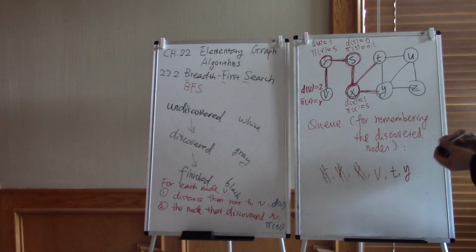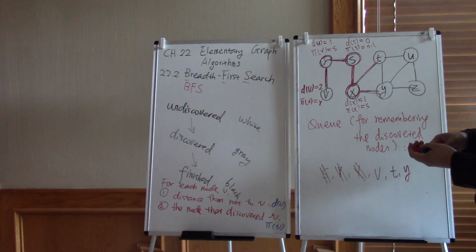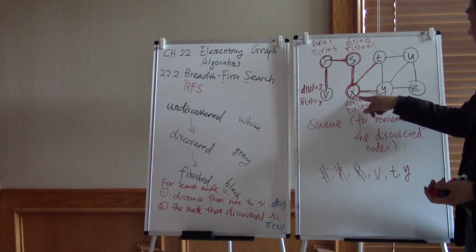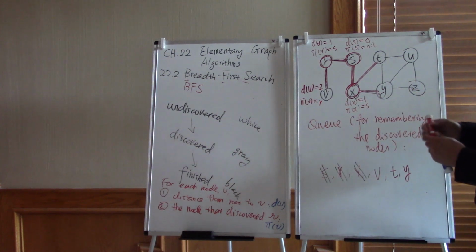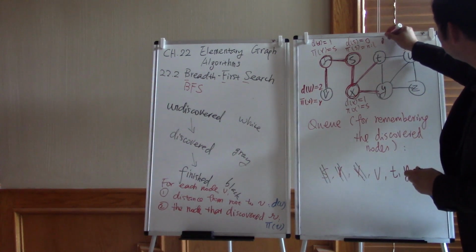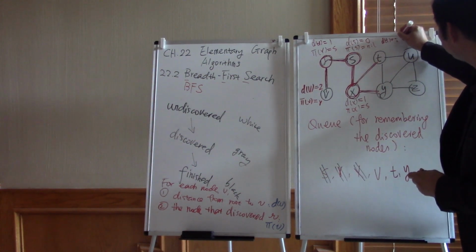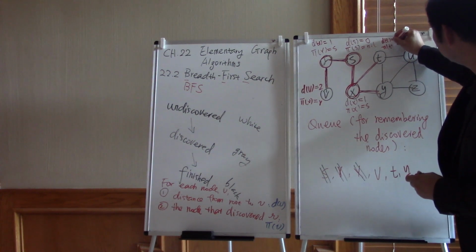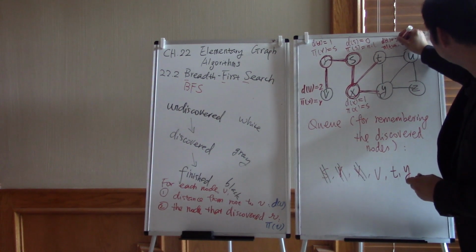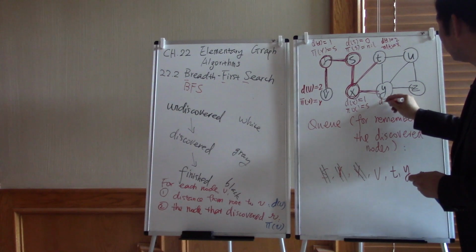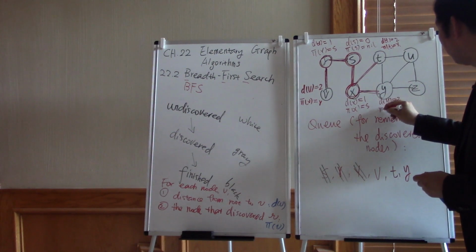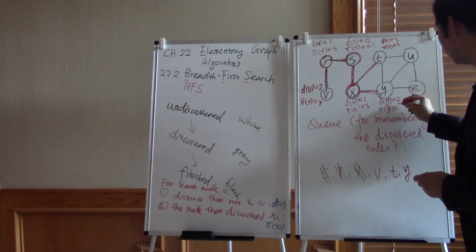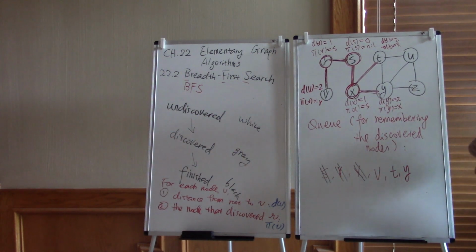Okay, and how far away are T and Y from S? That's rather easy, because X is one hop away from S, so T and Y are two hops away from S. So now we have D of T equals 2, and pi of T equals X. And similarly, here we have D of Y equals 2, 1 plus 1 is 2, and pi of Y equals X. Okay, so let's keep going.